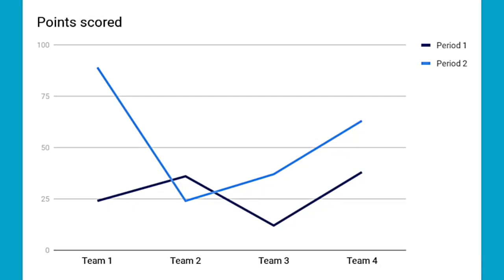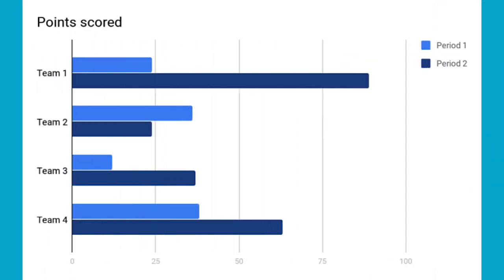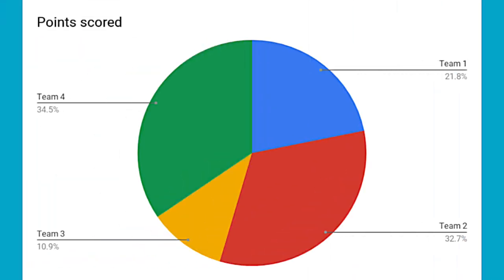Different kinds of charts represent different kinds of data. Line graphs are good for tracking changes over time, like how much your team has improved at a particular skill. Bar graphs are good for comparing things between different groups, like employee performance. Pie charts are good for comparing parts of a whole, like percentages.